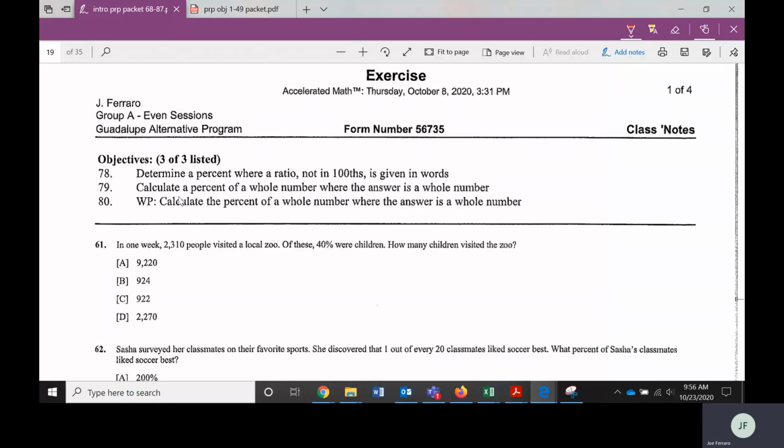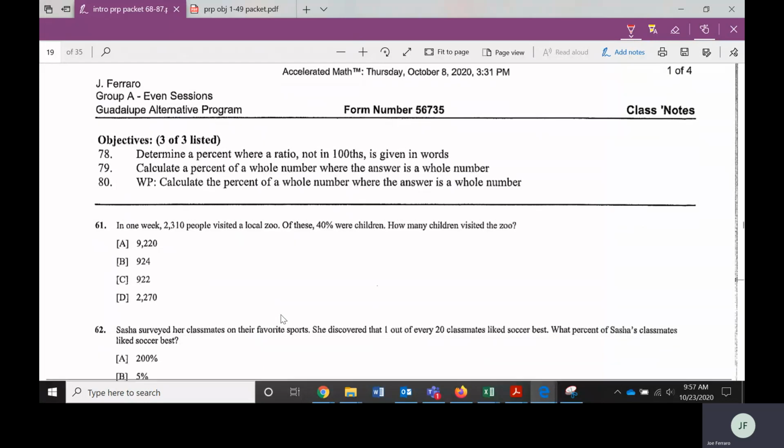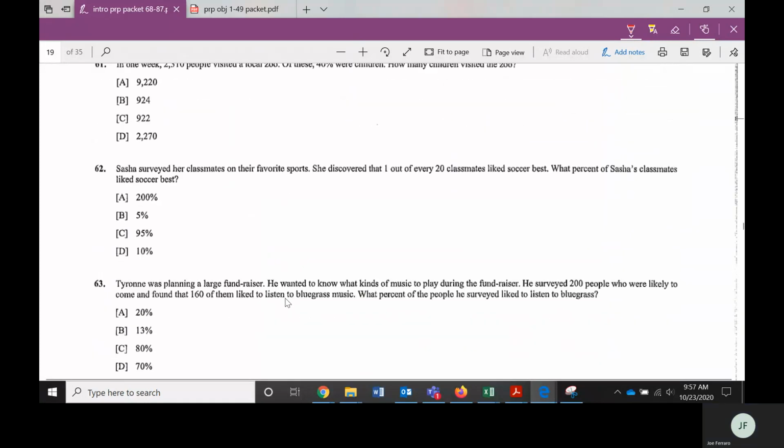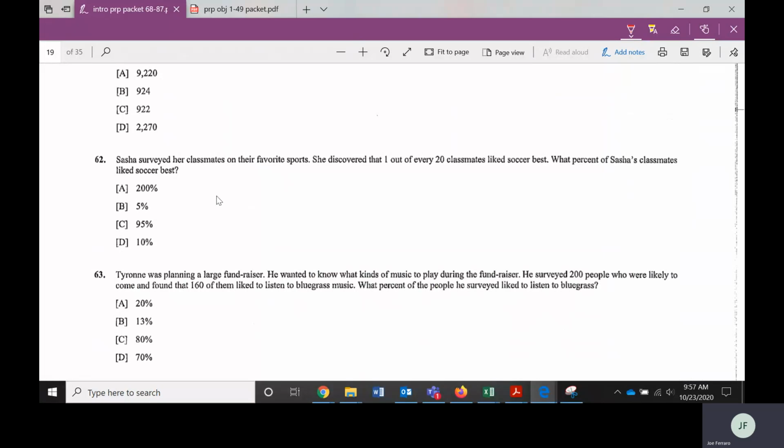So we're going to go out of order just a little bit because I'm going to do them in the order that they show up here, so that they mix up the problems. We're going to do first: determine a percent where a ratio not in 100s is given in words. It just means they're going to give you some sort of ratio, which is just comparing two values, and the bottom number is not 100, and you have to write it as a percent. So the first one we're going to look at that involves that is number 62.